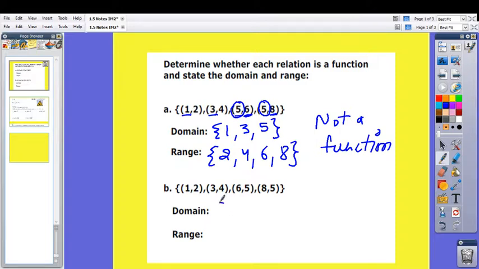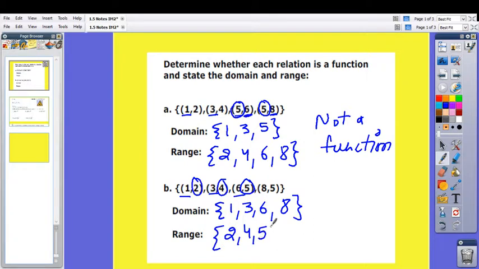Then this one, the domain values are 1, then 3, 6, and 8. And the range values are 2, 4, 5, and 5. We don't need to repeat it, so you'll say 2, 4, and 5. Now you can see we are not repeating the domain values: 1, then we have 3, then we have 6, and then 8. So it is a function.